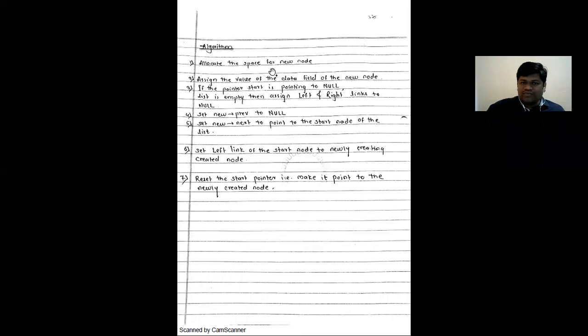Algorithm: allocate the space for the new node, assign the value to the data field of the new node. Now if the pointer start is pointing to null, the list is empty, so assign left and right link to null. Otherwise set new of previous to null and new of next to point to the start node of the list, right? Now set the left link of the start node to the newly created node, right? Then reset the start pointer, that is, make it point to the newly created node.